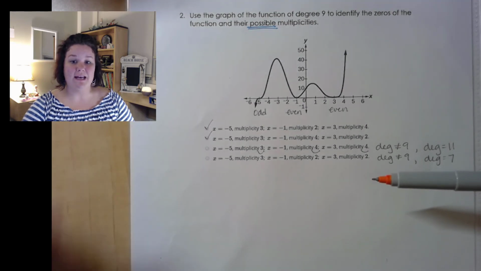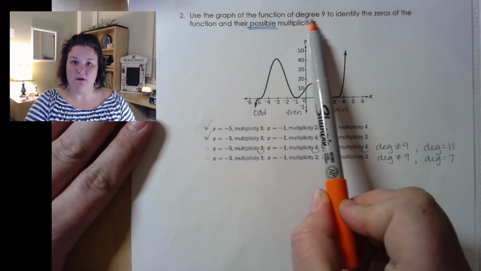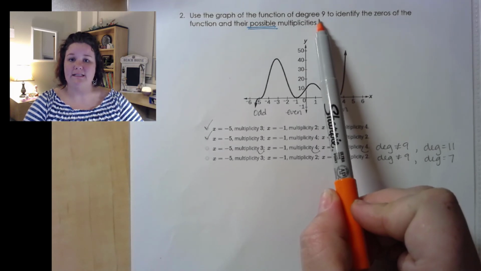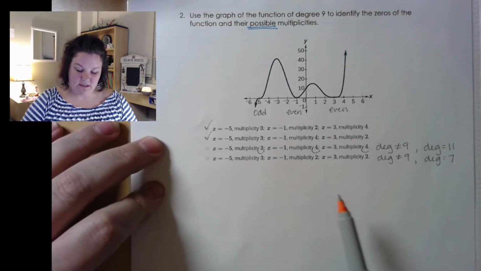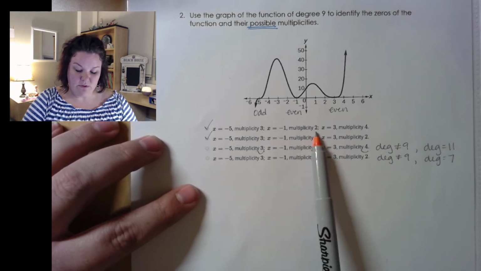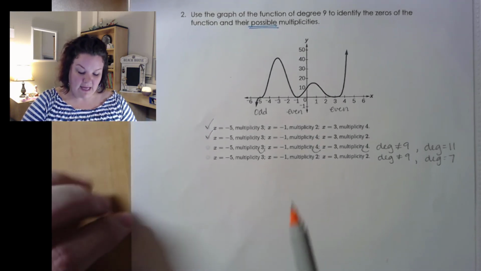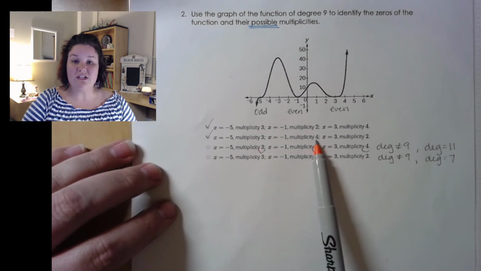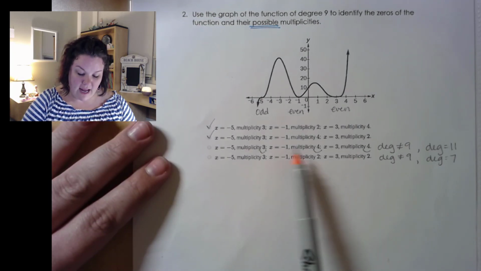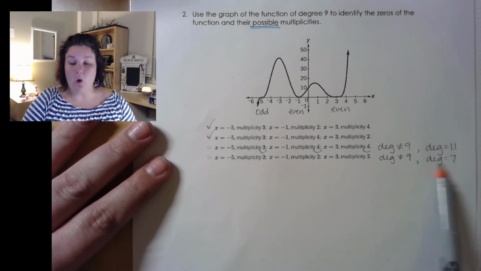So what I really need to look at now, the only thing I have left to look at, is that this represents a degree 9 polynomial. Okay, now if it's degree 9, that means when I add up all my multiplicities, it should total 9. So when I look at this first one, I have 3 plus 2 plus 4. Well, 3 plus 2 is 5 plus 4 is 9. So that one works. So that's one of my possible multiplicities. On the second one, I have 3 plus 4, which is 7, plus 2, which is 9. So that one works. But if you look at totaling the next ones, this one actually totals 11, and the last one actually totals only 7.